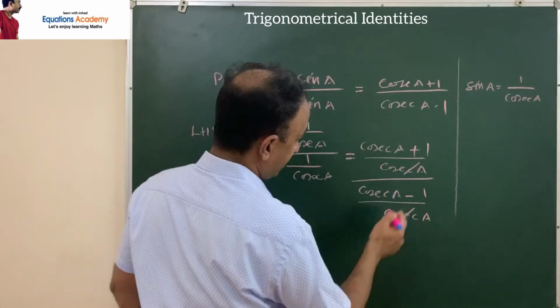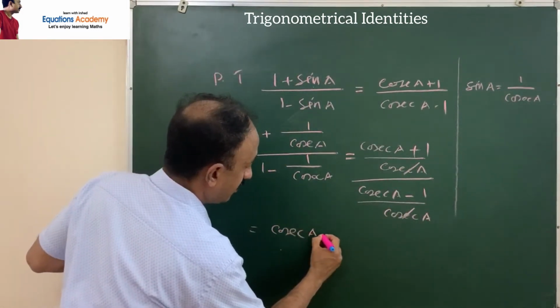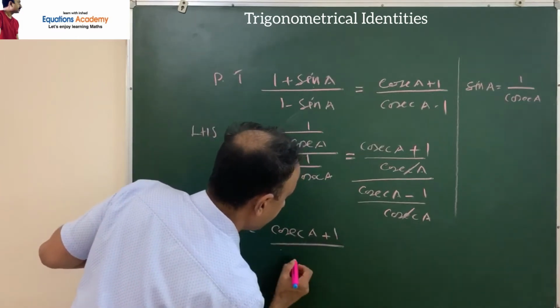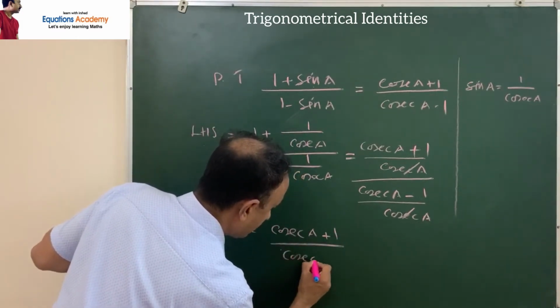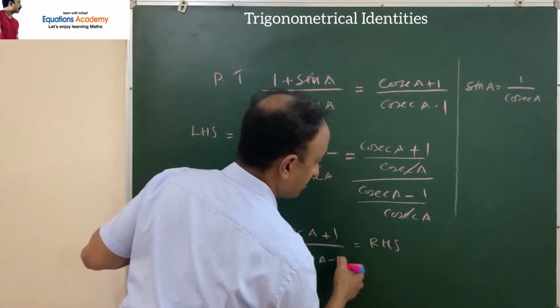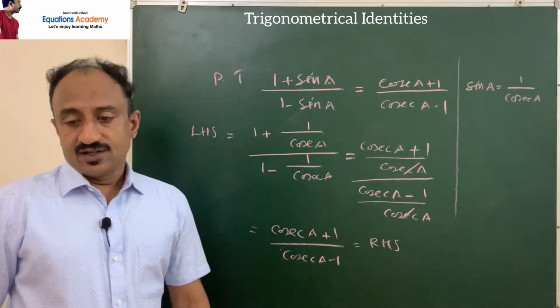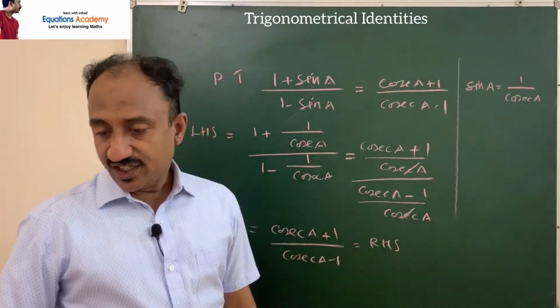Cosec A gets cancelled. This is equal to cosec A plus 1 divided by cosec A minus 1 equal to RHS. This is what we have to prove. Let's go to question 3.